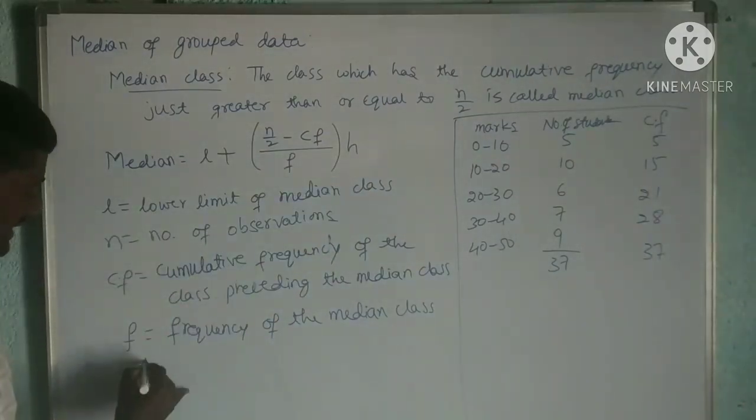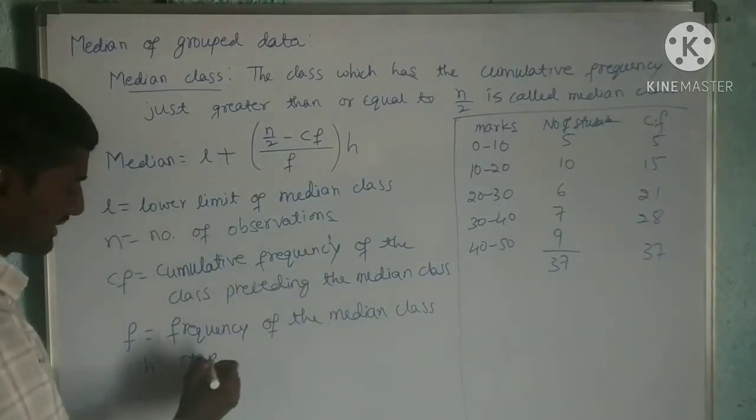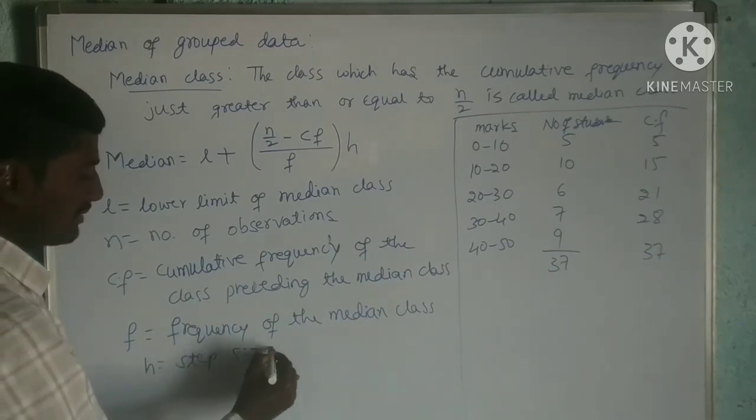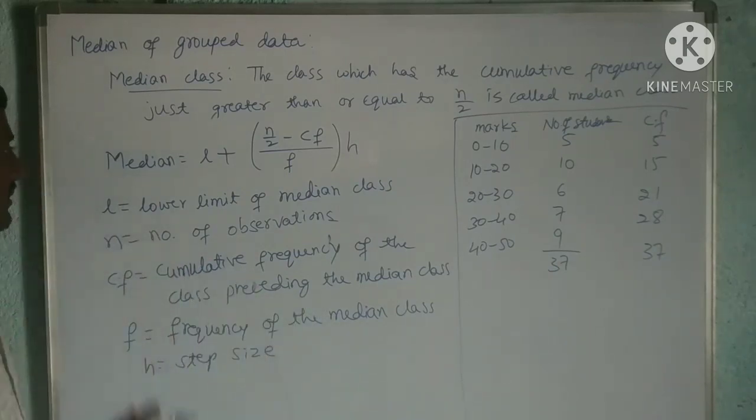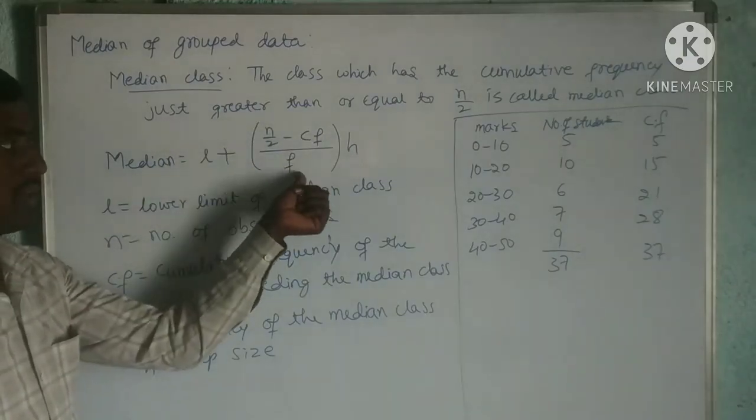Next one more, that is H. Already know it. That is step length or step size or class size, whatever you can say. Step size, alright. Median is equal to L plus N by 2 minus CF divided by F into H.